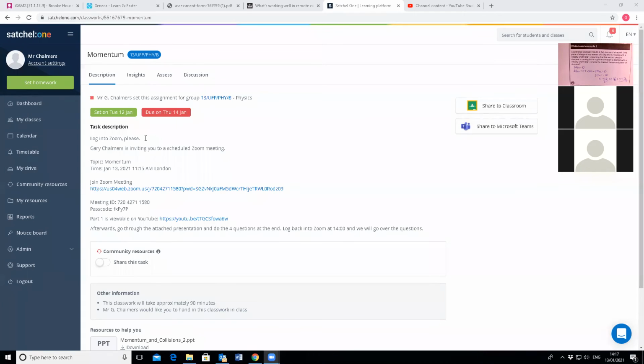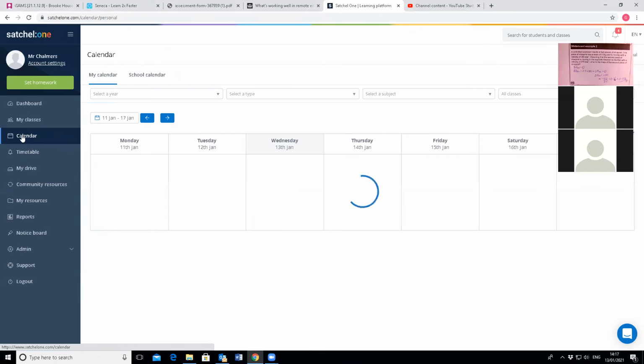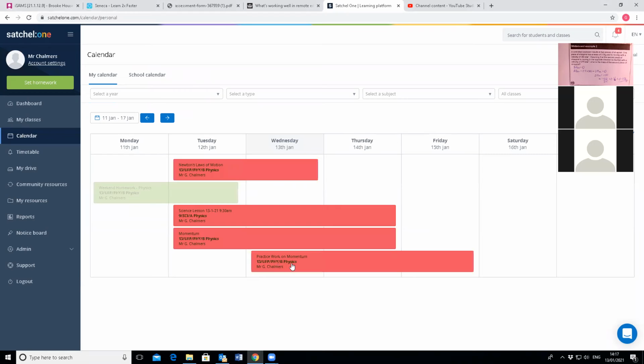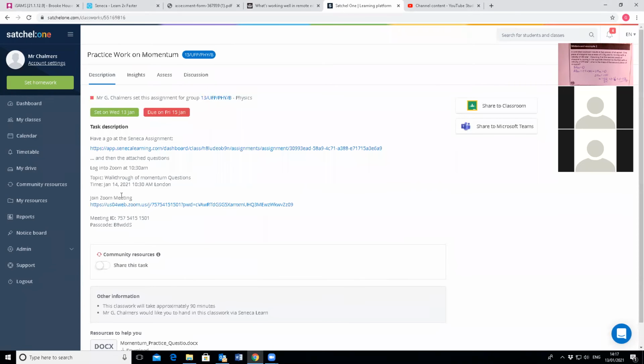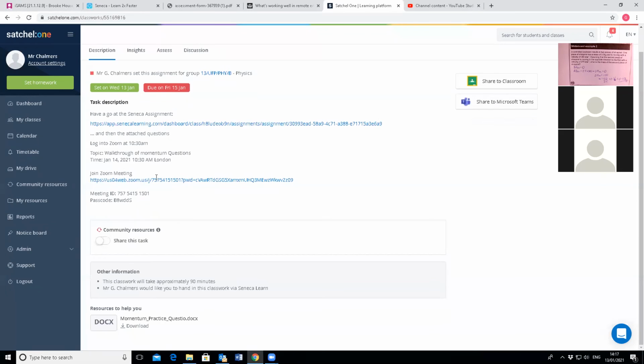Tomorrow's lesson is going to be mostly practice work. There's a Seneca assignment to have a go at. They're pretty quick, but do take them seriously. Do the Seneca assignment on momentum. I think it's quite important to do it. That should take you probably about 15, maybe 20 minutes if you take it very seriously.